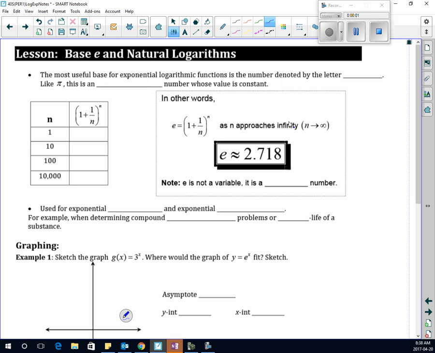Okay, so the most useful base for exponential and logarithmic functions is the number denoted by the letter e. It's just like pi, it's an irrational number. And e was named after a famous mathematician, Euler.